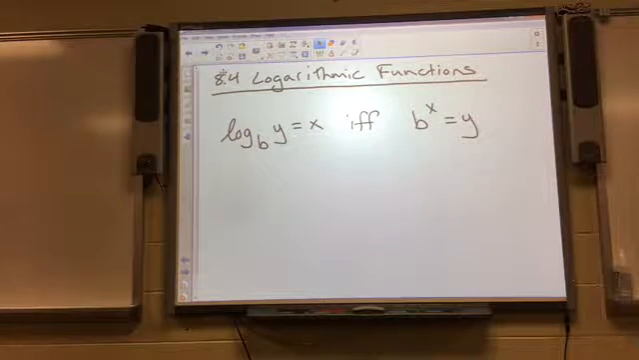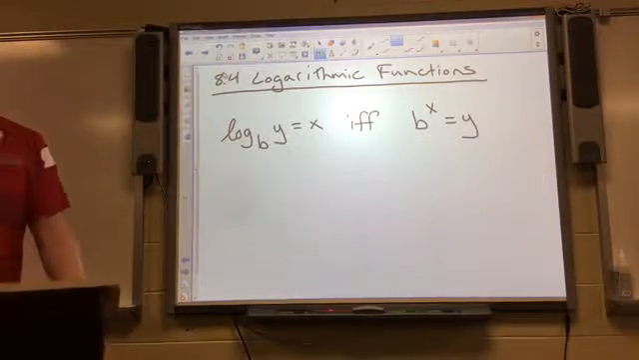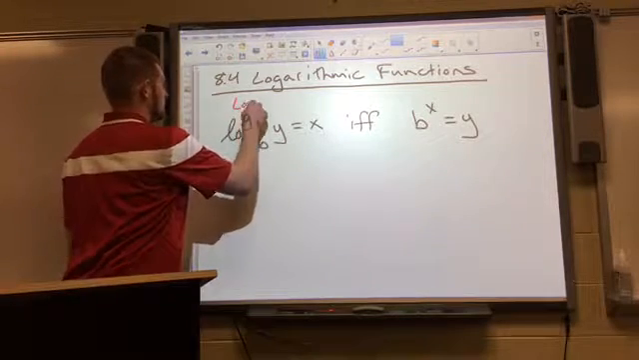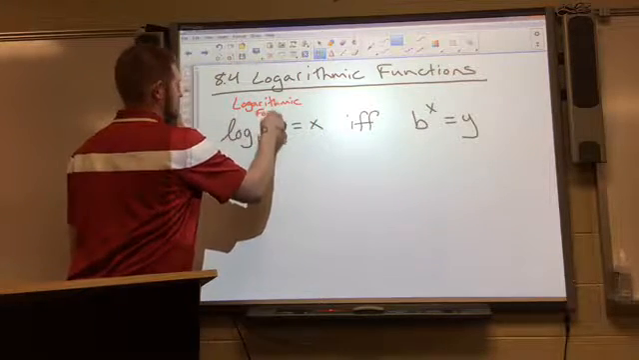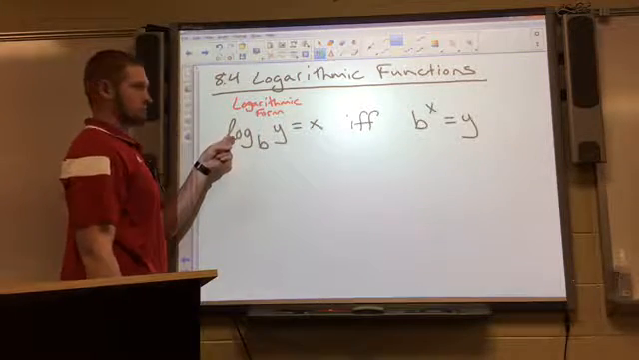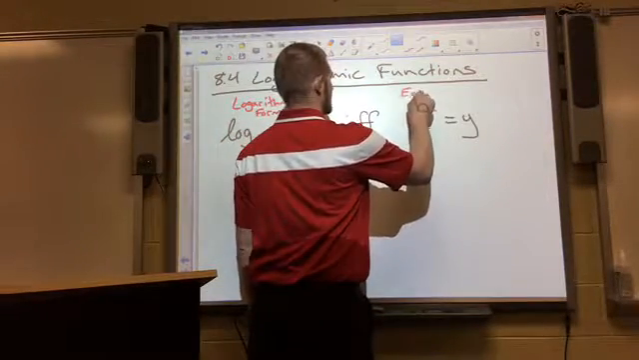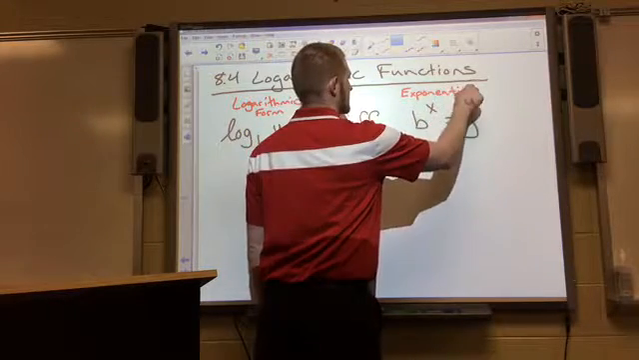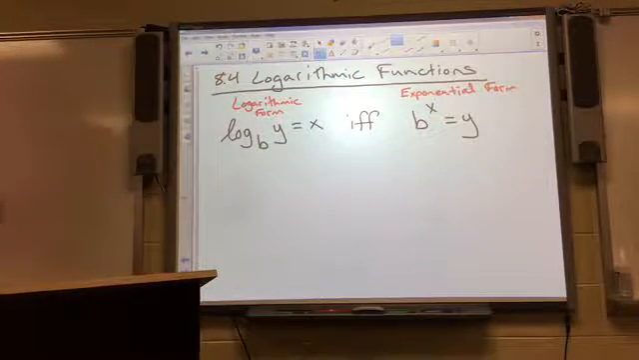Okay, so we're just going to take a look here at a few examples, and I'll explain to you what you kind of have to ask yourself here. So, example 1, okay, we'll just start rolling through that. Okay, this is logarithmic form, because of the logarithm. This over here is exponential form, because of the exponent, right?